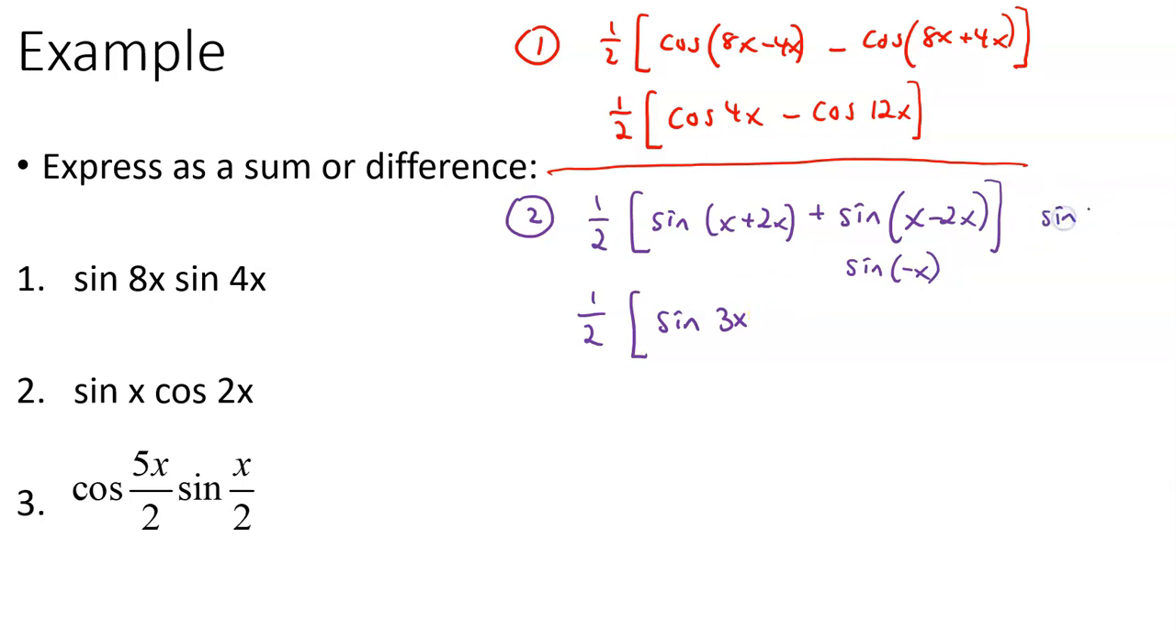The sine of x is an odd function. So that means that the sine of negative x is the same thing as negative sine x. So rather than write this as the sine of negative x, we can write it as minus the sine of x. That's all we can do. That's where we leave it.